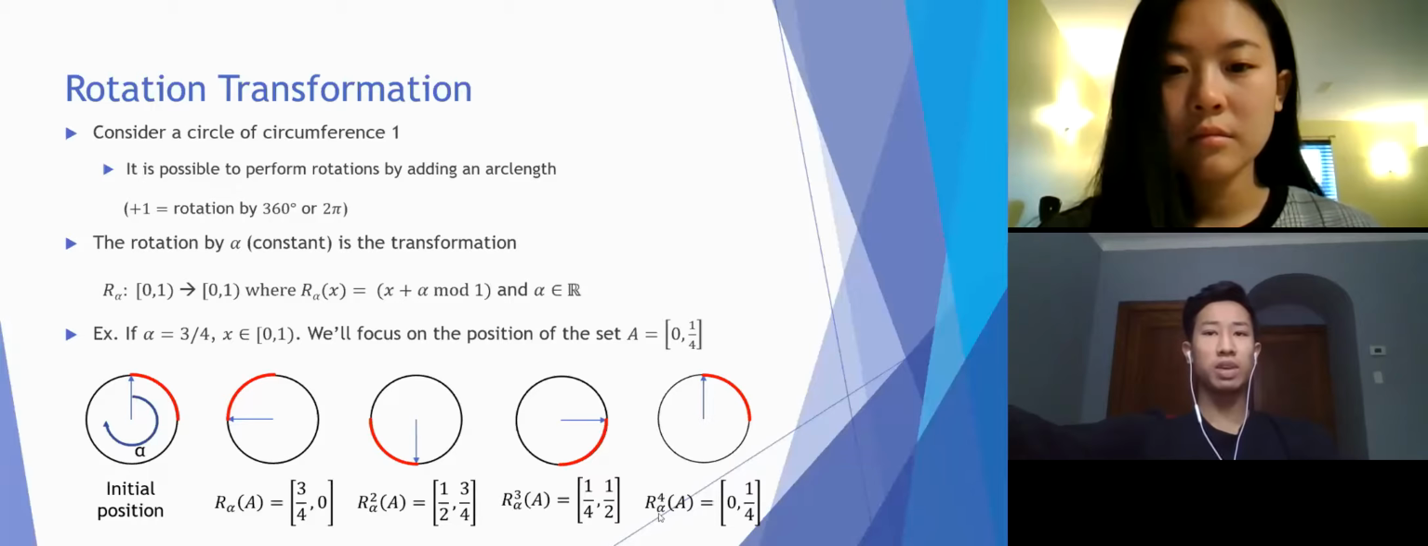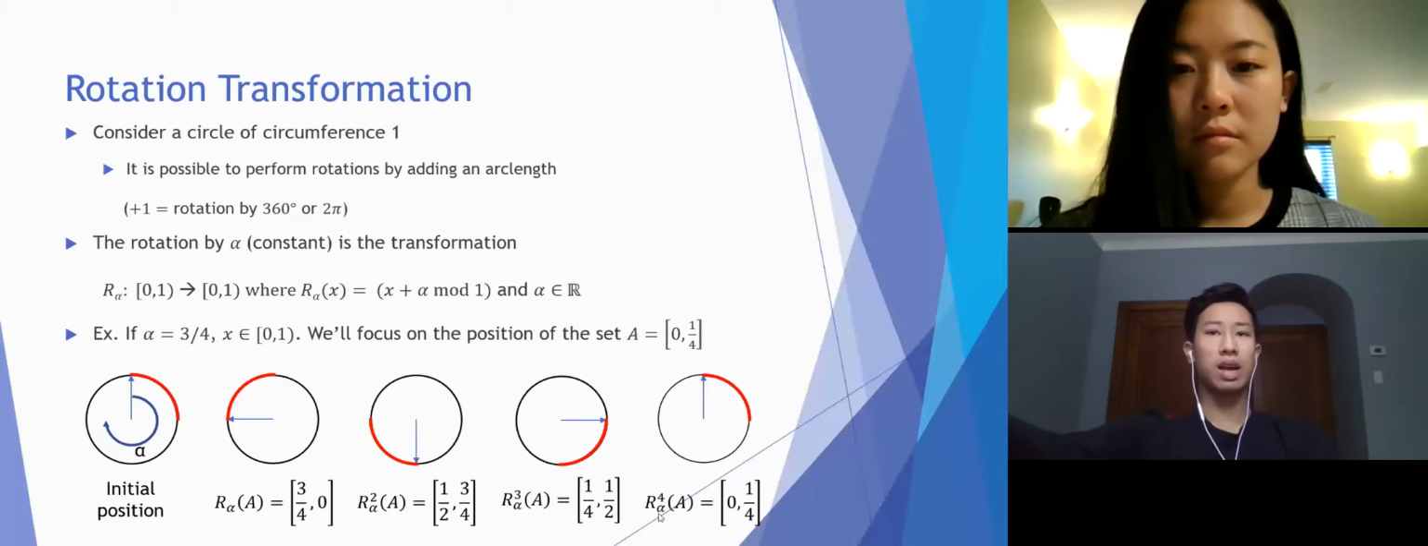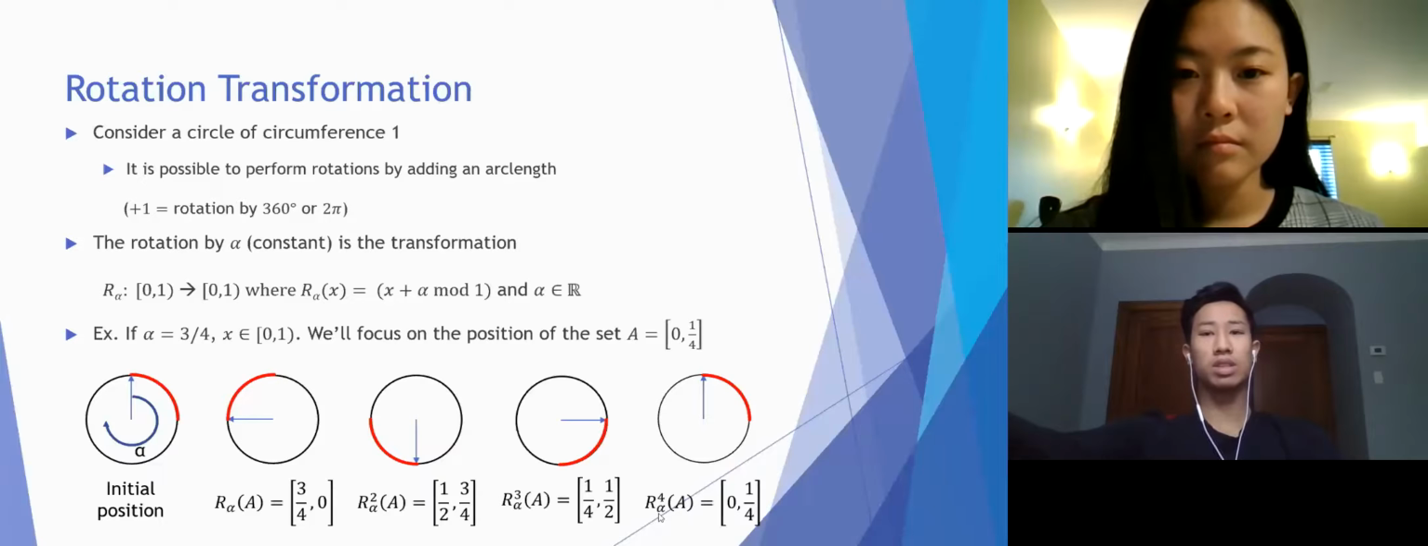The rotation transformation itself is simply x plus alpha modulo 1, where alpha is any constant in the real numbers. So for example, if alpha is equal to 3/4 and we focus on the position of a set A from 0 to 1/4, we see that after one rotation, the rotated set A ends up at 3/4 to 0 and so on.